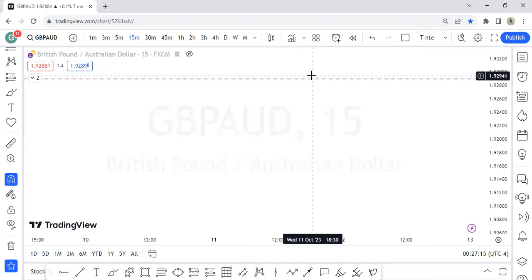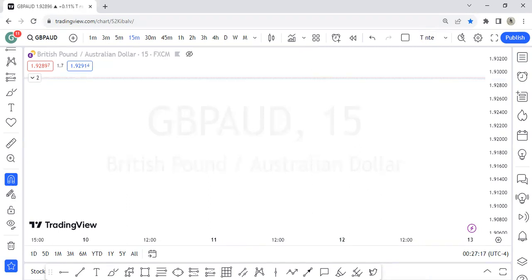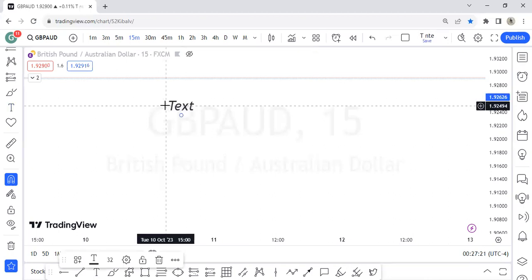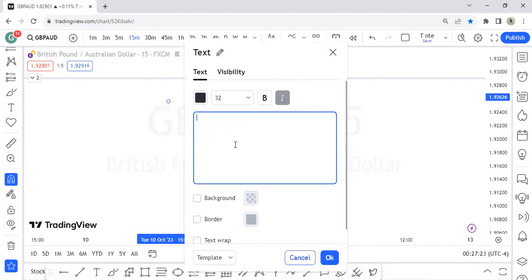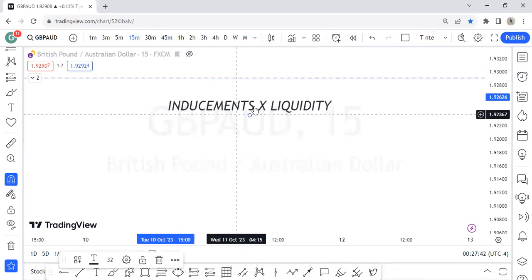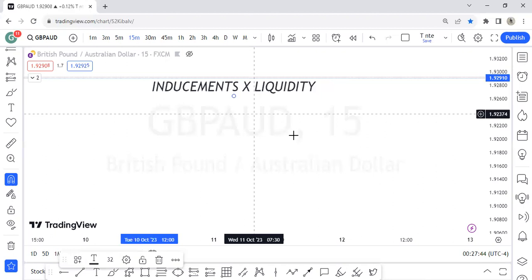Today we're going to be talking about inducements and liquidity. We have talked about liquidity before, and we're now going to talk about the aspect of it that's not really understood. So, inducements and liquidity. I use X as liquidity. That's what we're talking about today.